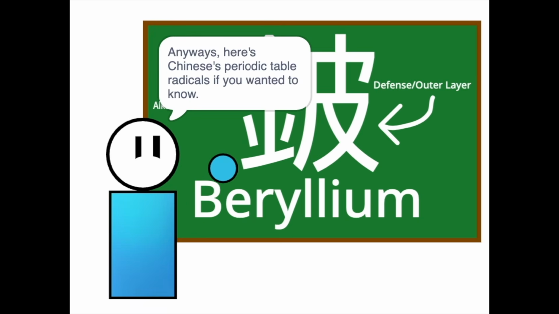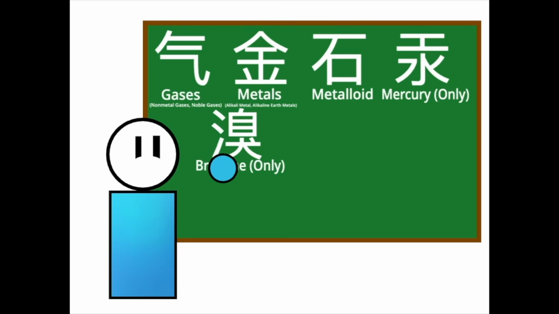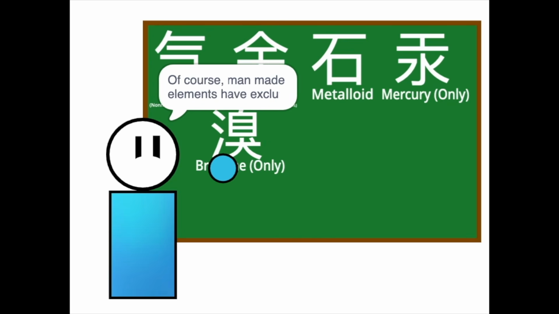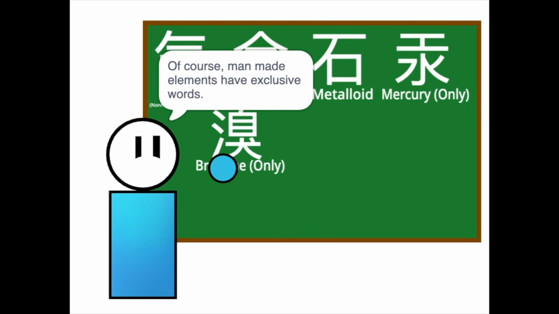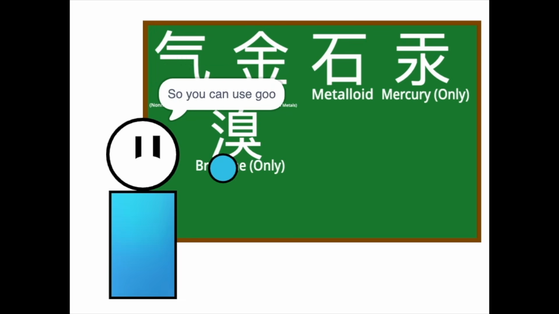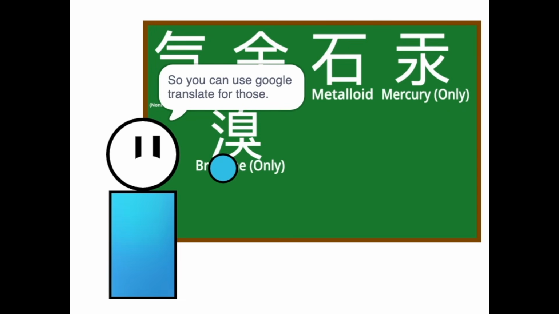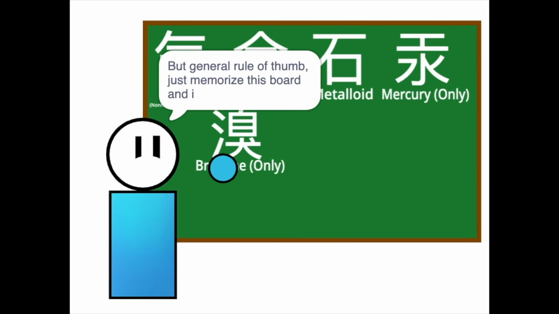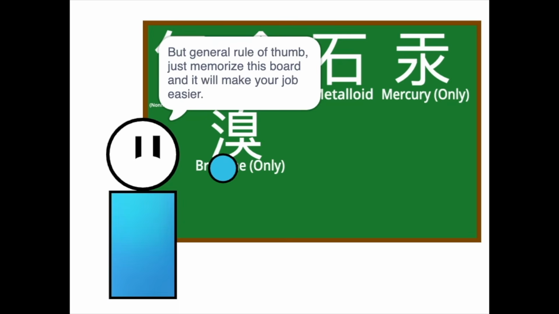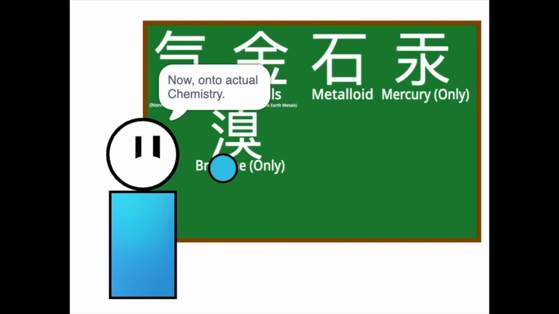Anyways, here's Chinese's periodic table radicals if you wanted to know. Of course, man-made elements have exclusive words, so you can use Google Translate for those. But general rule of thumb, just memorize this board and it will make your job easier. Now, on to actual chemistry.